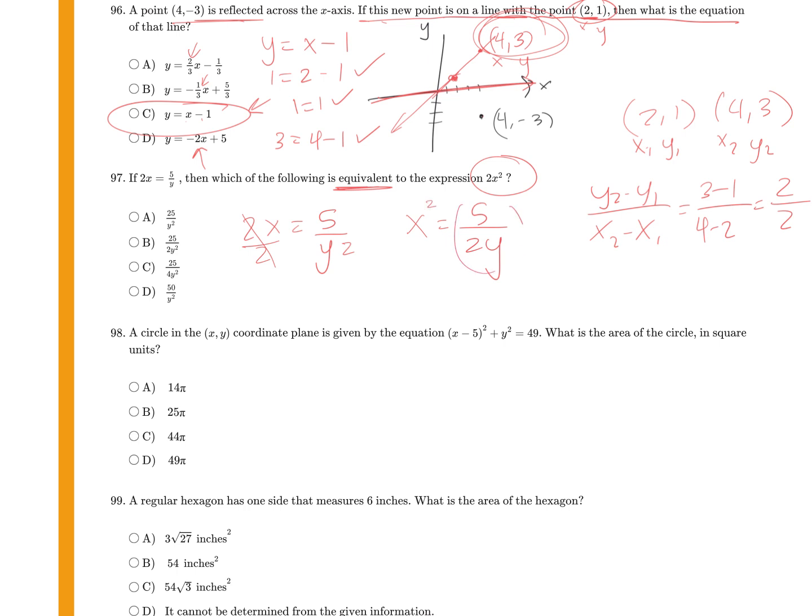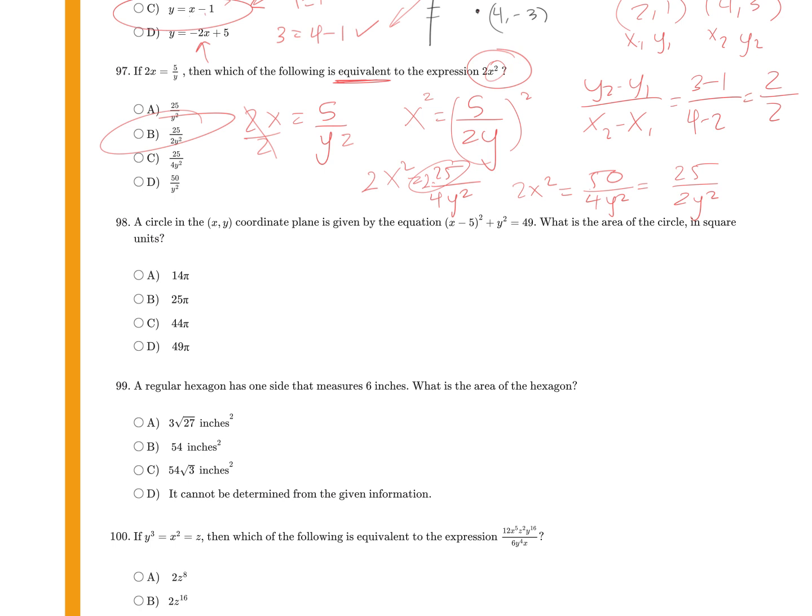Okay, so now I'm going to square it so that it's squared just like it is here. So we get x squared equals 25 over 4y squared. Okay, but it's 2x squared, so I'm going to multiply both sides by 2. So 2x squared becomes 50, because we do 2 times 25, over 4y squared. But we can simplify that. 50 and 4 are both even, so we can divide the top and the bottom by 2, and we get that. 25 over 2y squared.